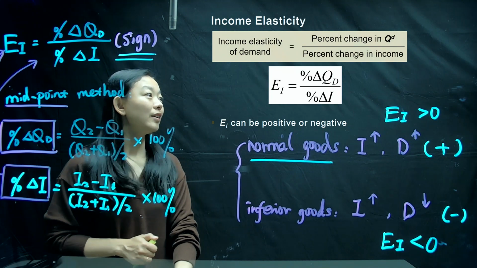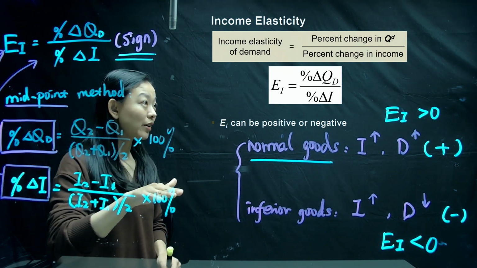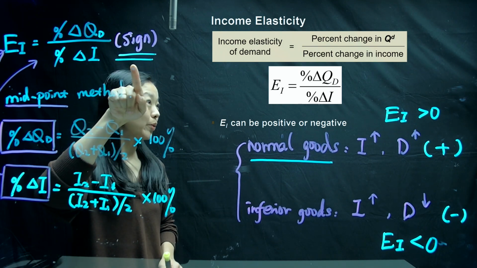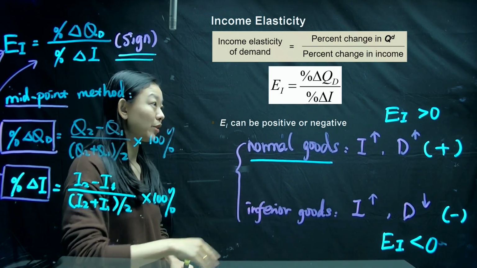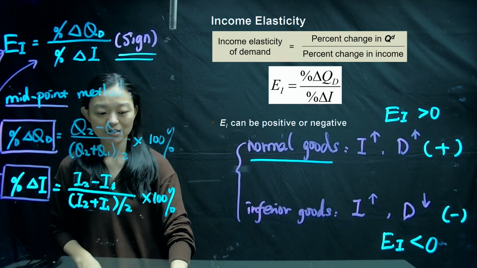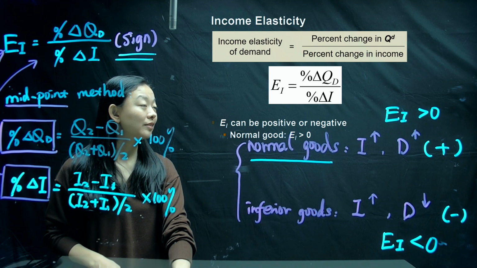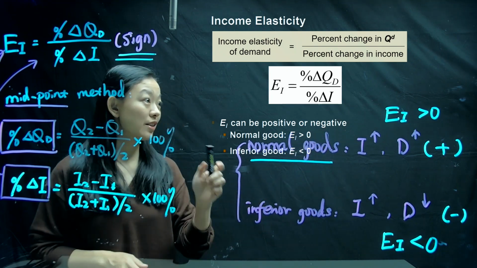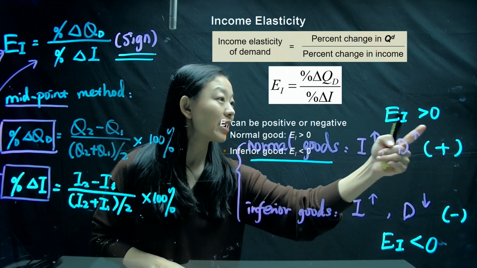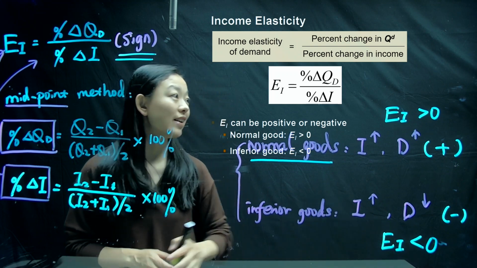So in income elasticity, as I mentioned again, the sign is very important because it will tell you whether the good is a normal good or an inferior good. Understand? So this part comes from income elasticity. For normal goods, we notice here, income elasticity should be positive. For inferior goods, income elasticity should be negative.